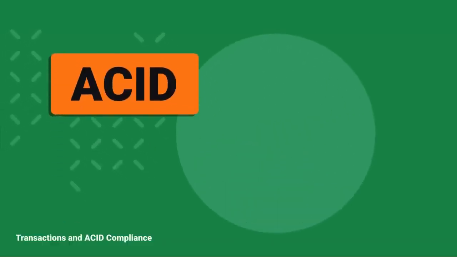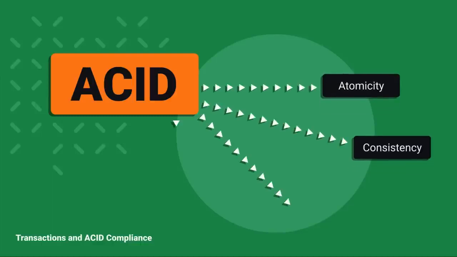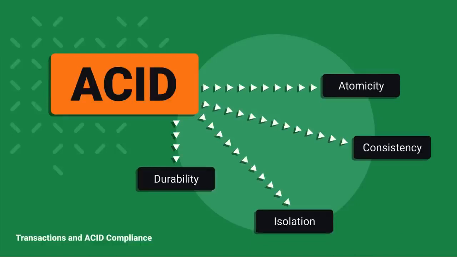Relational databases are ACID compliant by default. ACID is used to describe the transactional behavior in a relational database and stands for atomicity, consistency, isolation, and durability. Atomicity refers to the integrity of the database transaction. Either all the statements in a transaction will succeed or none of them will.